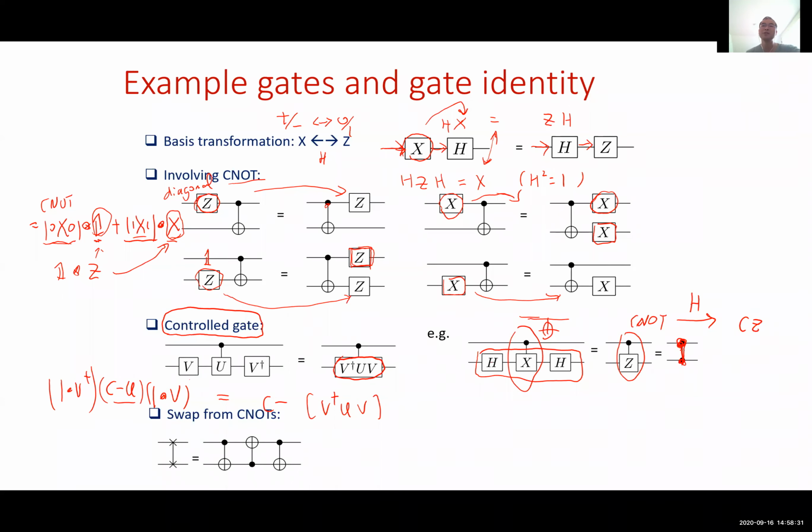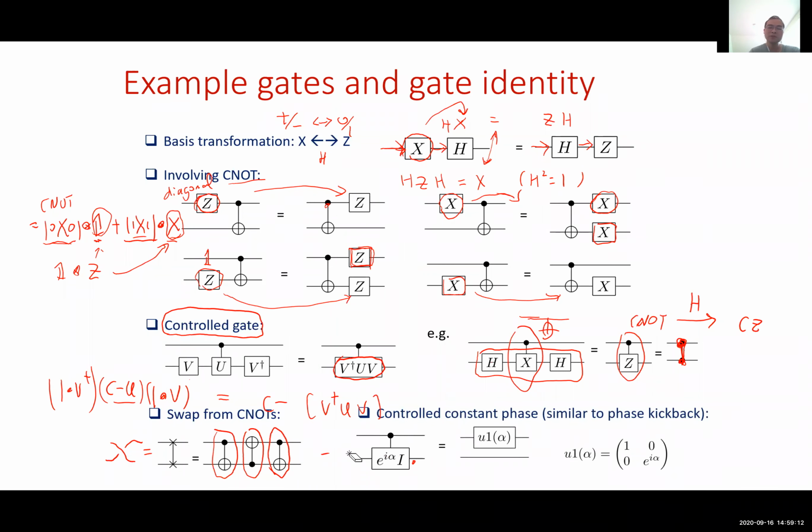And you've seen this from your homework, the swap gate, right? The physical swap can actually be decomposed in terms of CNOTs in this fashion. So CNOT, then reverse the order, and then back to the original order. Of course, you could also write it in this way. And you have verified this in your homework.